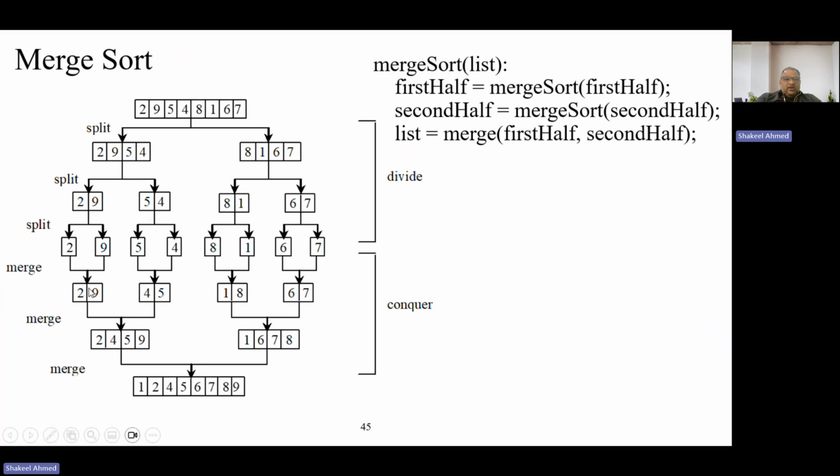Are they in the order? Yes, they are in the order. 5 and 4, they are not in the order, so it will replace 4 and 5. Now 2, 9, 4, 5. So now 2, 9, 4, 5, are they in the order? No, it is 2, 4, 5, 9, it will be no.